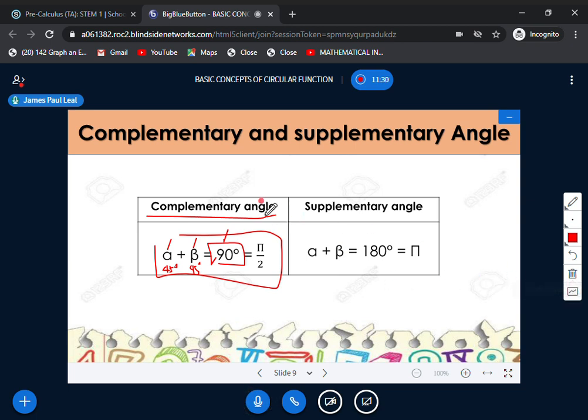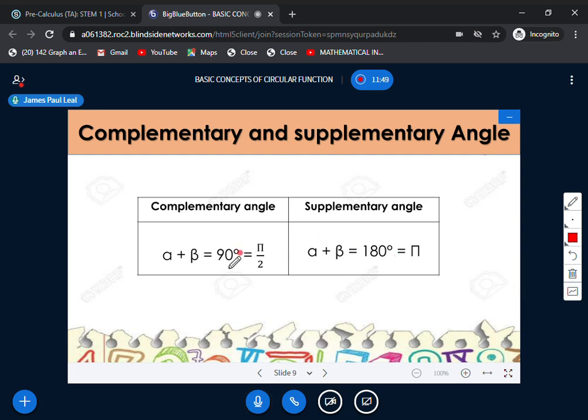On the other hand, in this representation, you have here angle A and angle B, alpha and beta. For example, this will be 90 degrees for angle A, and for angle B, 90 degrees also. So if we're going to add 90 plus 90, you will be having 180.